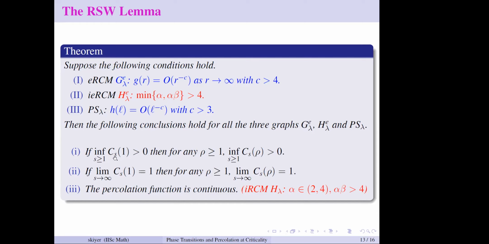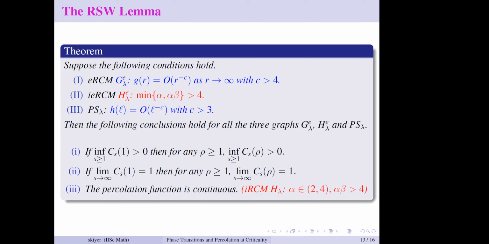Under this condition, what we can show is that if the probability of crossing a square of side length S is uniformly bounded away from 0, then for any rho, it happens for a rectangle with aspect ratio rho. So the longer direction is rho times S, and the shorter is S. The same thing is true if this goes to 1, then this also goes to 1. And using that, one can show that the percolation function is continuous by a renormalization argument.